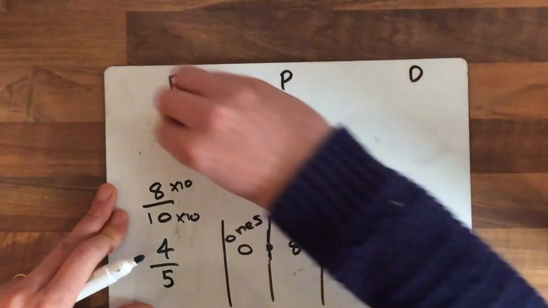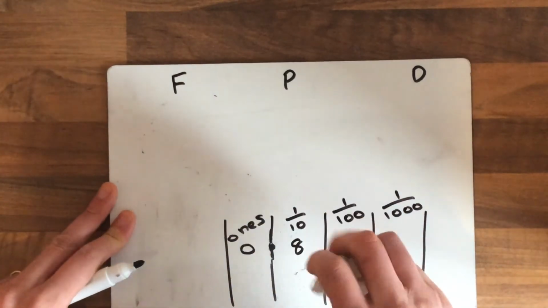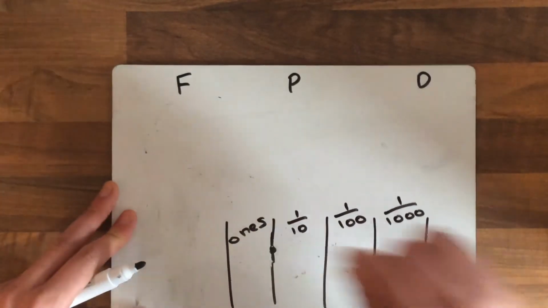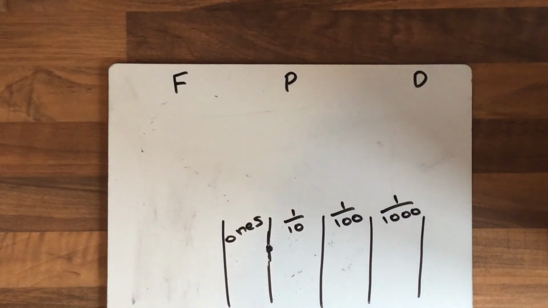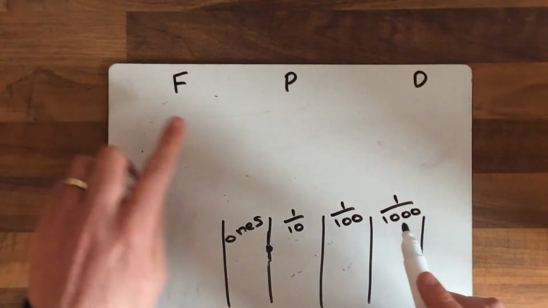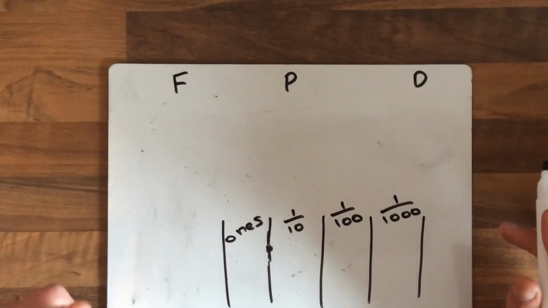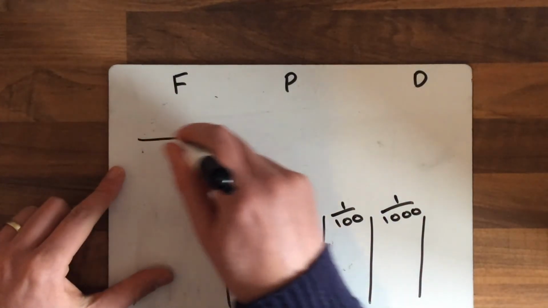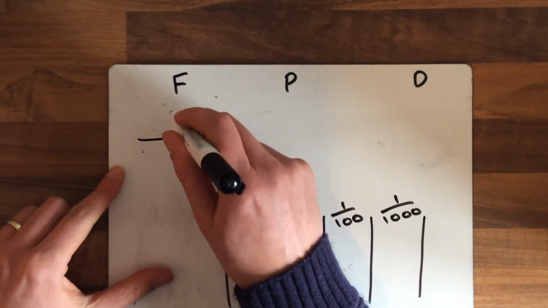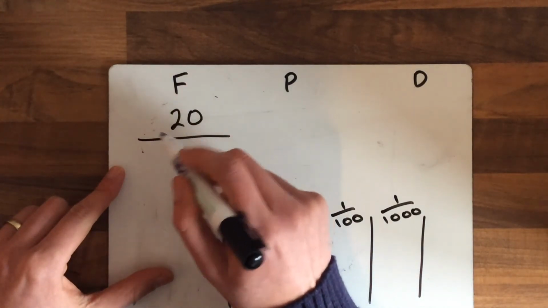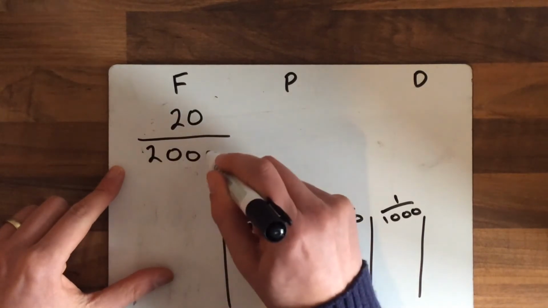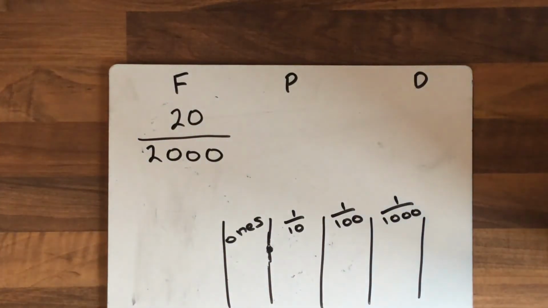Right, I'll give you one more to have a go at, and then we will end this part of the lesson and give you some questions of your own to have a go at. So I'll give you another fraction to convert, just because there's normally one extra step that you need to do when you have that fraction. So if I give you 20 over 2000, right, and you might want to stop that video there and have a go at it yourself.